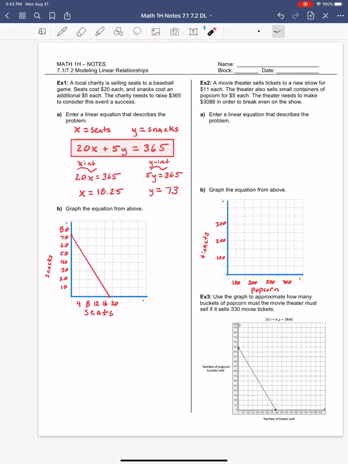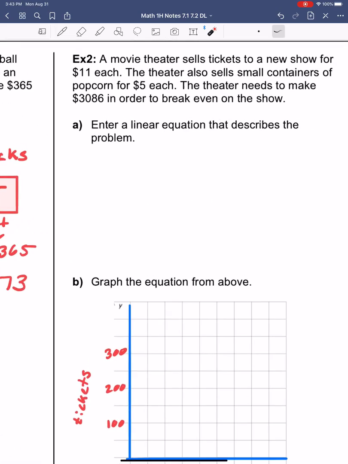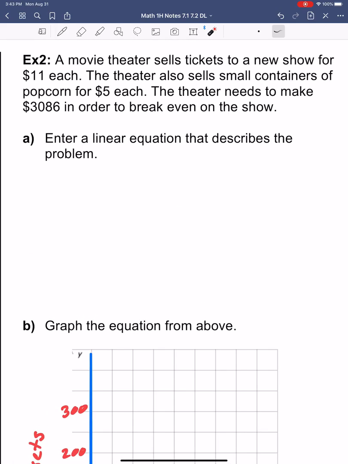All right, we'll keep it moving here. Let's slide over to number 2. It says a movie theater sells tickets to a new show for $11 each. The theater also sells small containers of popcorn for $5 each. So again, two different rates here: $11 each for the tickets and $5 each for the popcorn. And this theater needs to make $3,086.